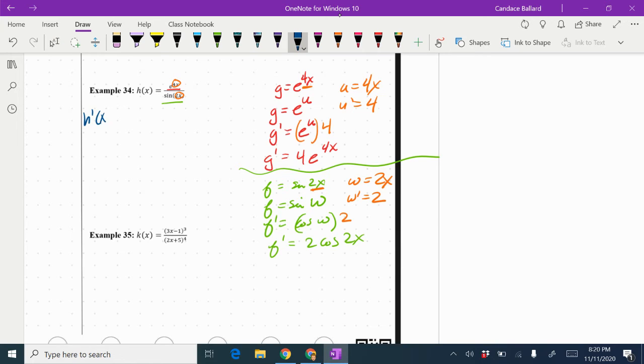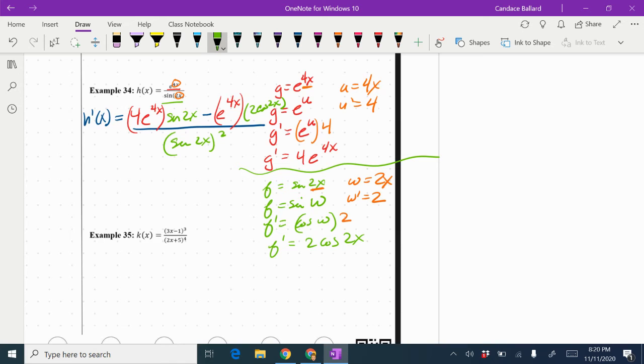All right, so now let's come back and actually do our quotient rule over here, now that I know what my derivatives of my red and my green are. So h prime of x equals the derivative of the red, which is 4e to the 4x, times the green original, so sine of 2x. We're going to subtract. And then I'm going to take my red original, which is e to the 4x. Parentheses around this don't hurt, okay? And then the derivative of my green, which is 2 cosine of 2x. And then that's all over the original green squared.